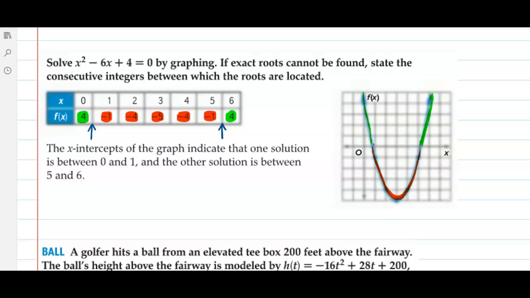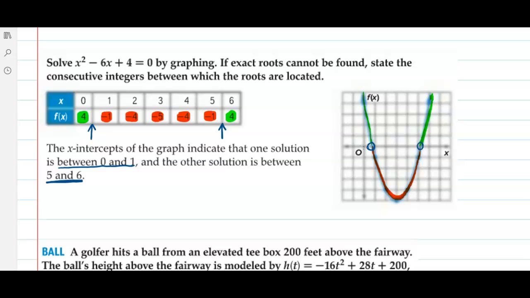There's an intercept right here. I can't tell exactly what it is because it's in between integer coordinates. It's somewhere between 0 and 1. And then there's another one right here. Can't tell exactly where it is. It's past 5, but it's not quite to 6. It's somewhere between 5 and 6.